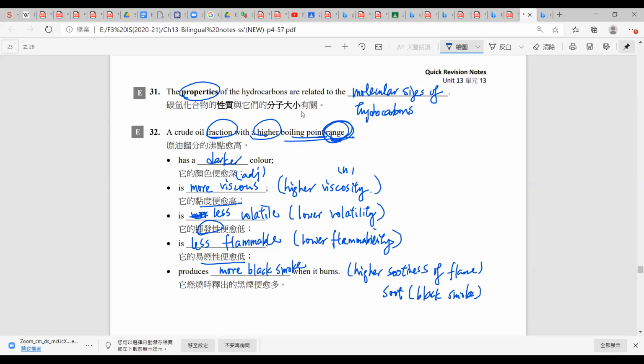In the next lesson, we come to the industrial process of fractional distillation and how we make use of it to make polymers, the plastics. Okay, is that clear? Any questions so far?